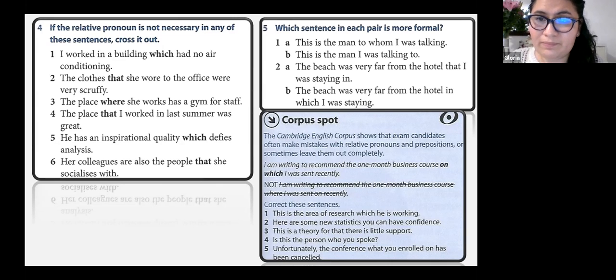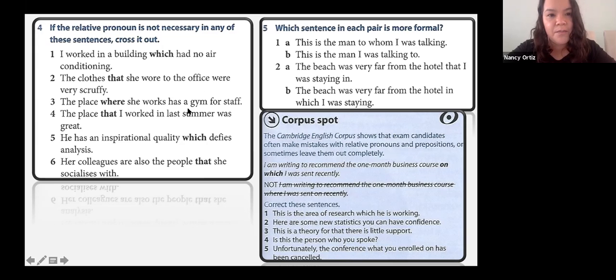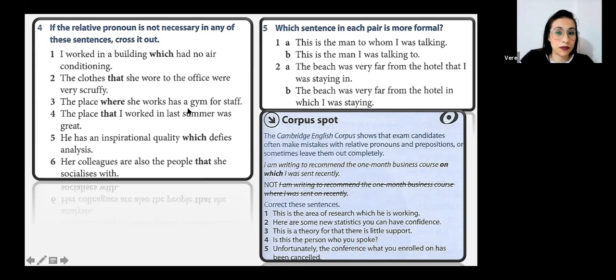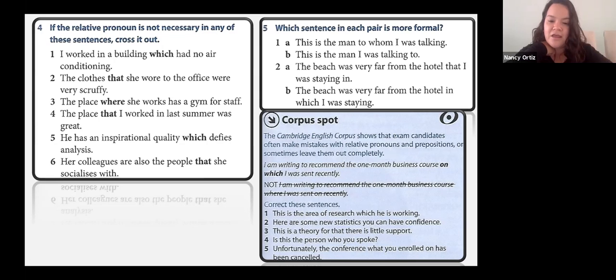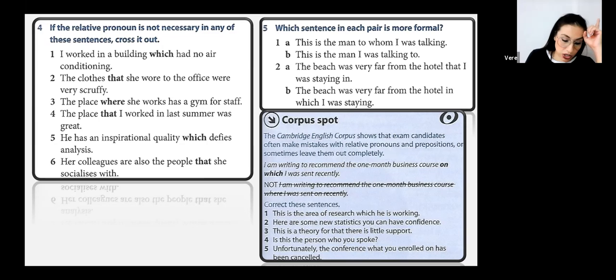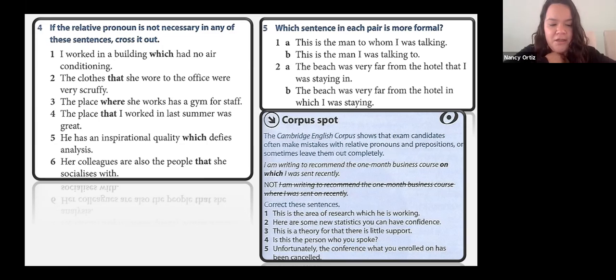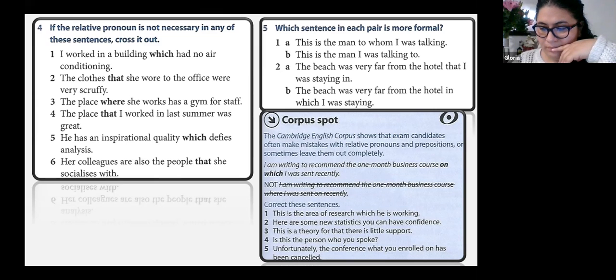Yes, for which. What did you write, Bere? For which too. For which there is no support. The correct one is for which? Yes. The first sentence was in which or on which? On which. The third one is, this is a theory for which there is little support. Okay? Yes. All right, number four.